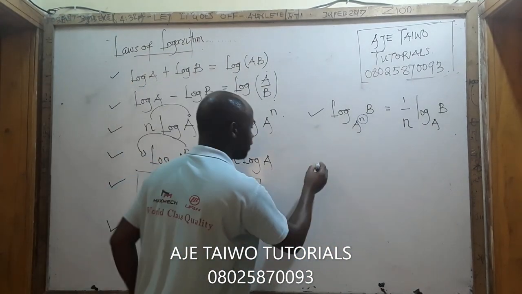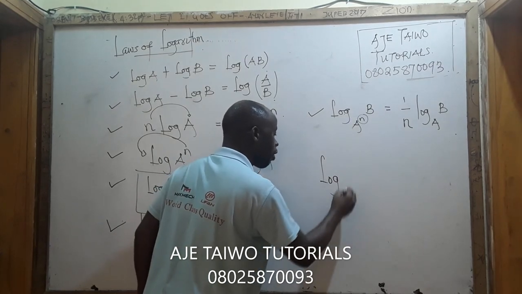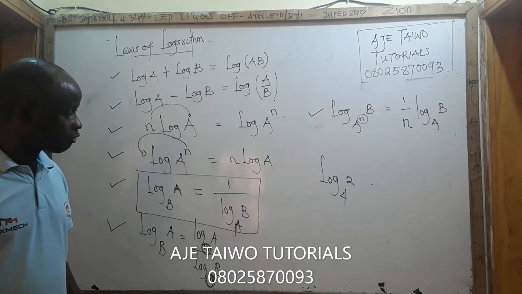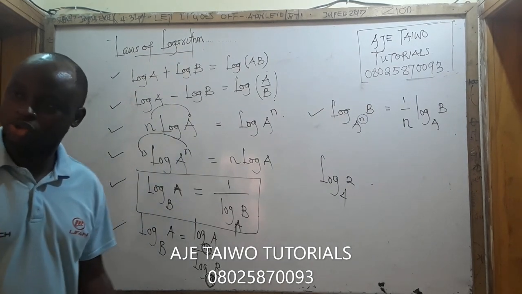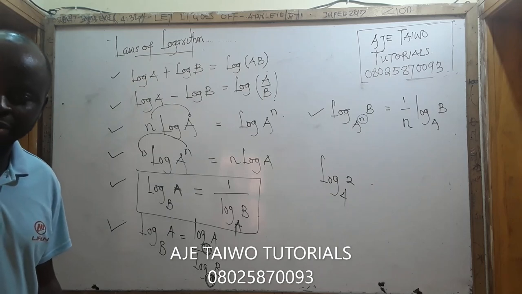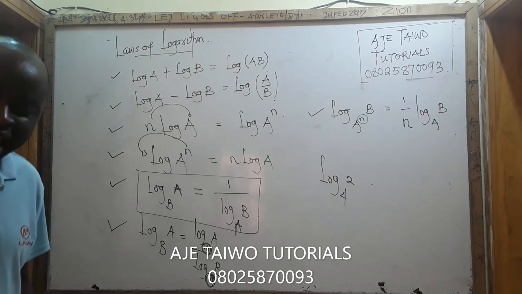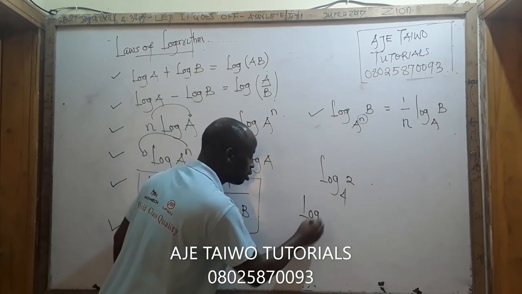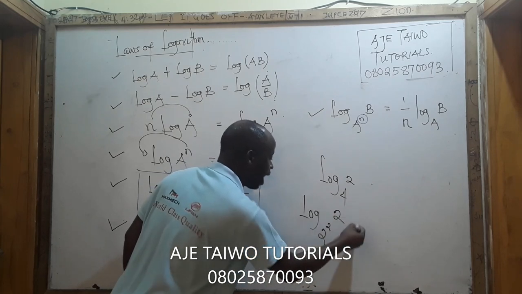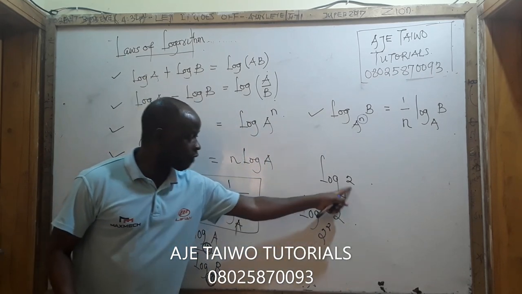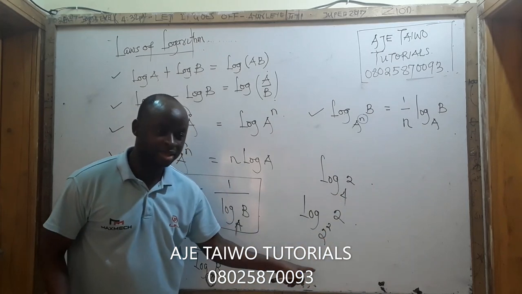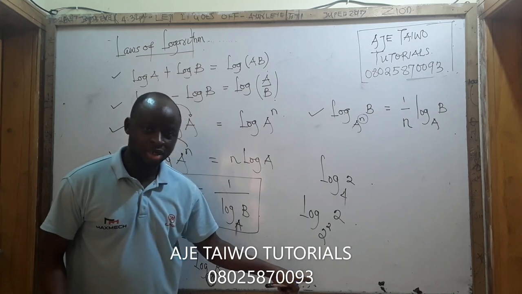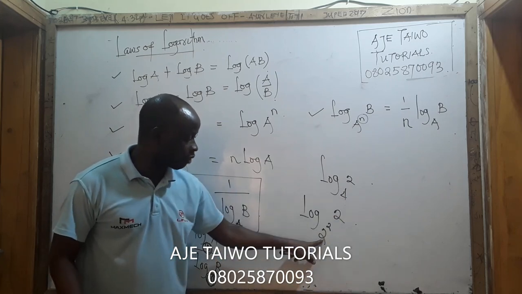For instance, if I give you log 4 base 2, can someone tell me how else we can write log 4 base 2? In other words, log 2 squared base 2. Maybe 4 is what? 2 squared. Am I correct? You have to respond. Yes, sir, this 4 is 2 squared.